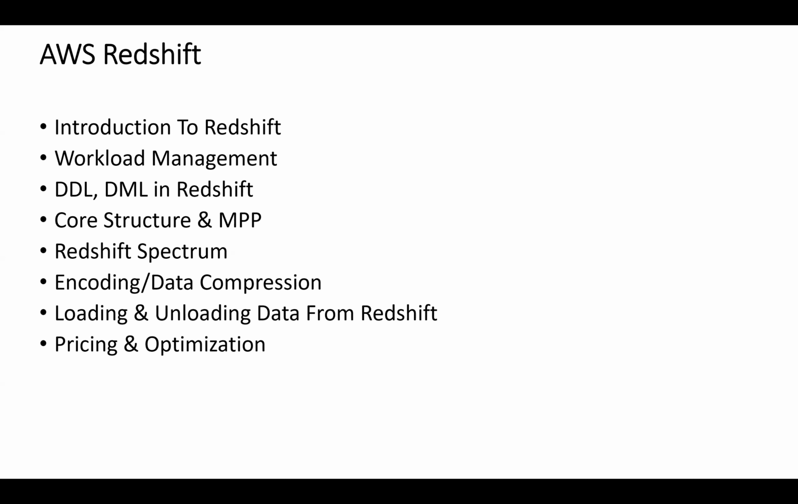Here also we are going to understand its architecture, some special features such as Redshift Spectrum, data compression, and encoding, which are not there in Snowflake, and how to load data, unload data, and make it optimized, with query optimizations and pricing optimizations. Those things we will focus on here.